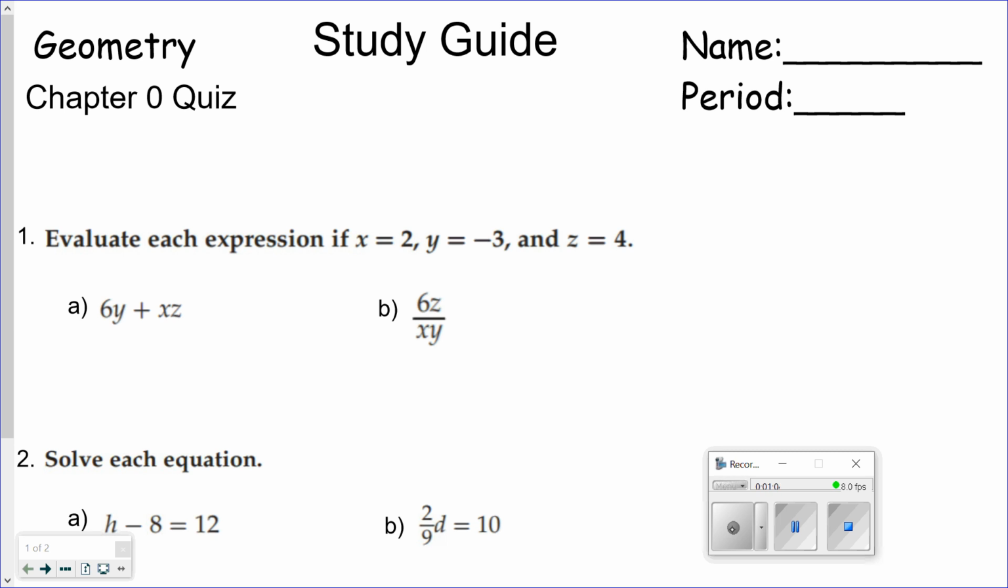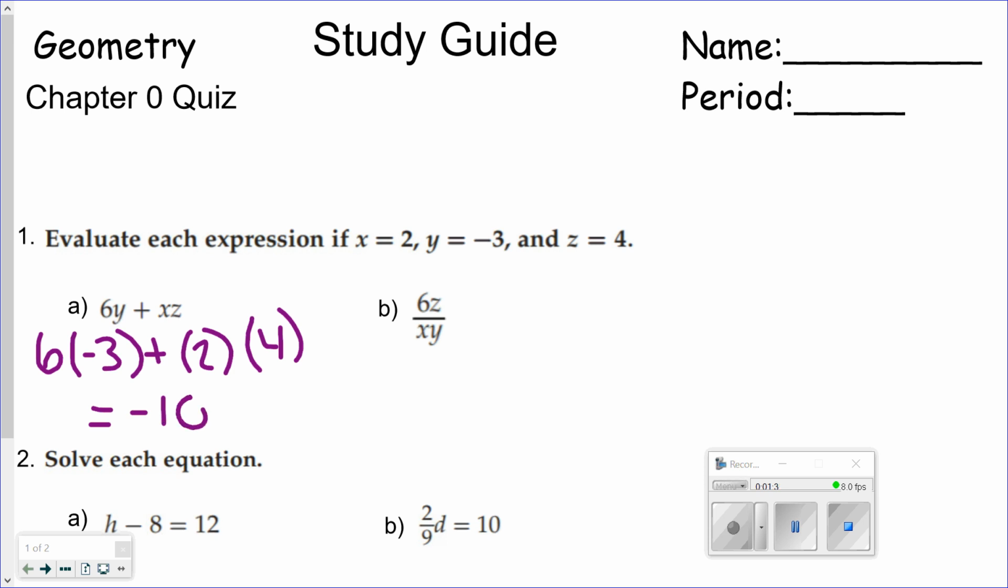So I'm going to rewrite part A. So I have 6 times y. Instead of y, I'm going to put in -3. Plus, we have x. Well, we know that x is equal to 2 times z. And we know z is equal to 4. Now I'm going to take this and type this right into my calculator. And if I do so, I end up getting -10.